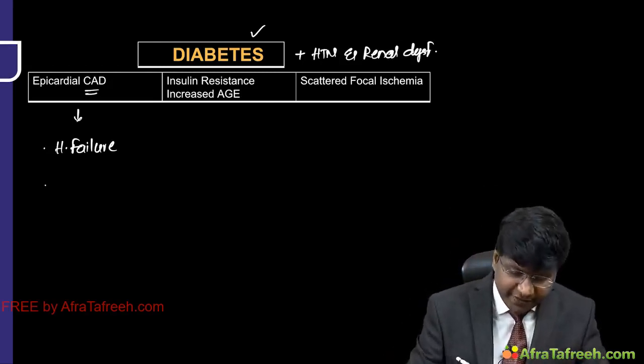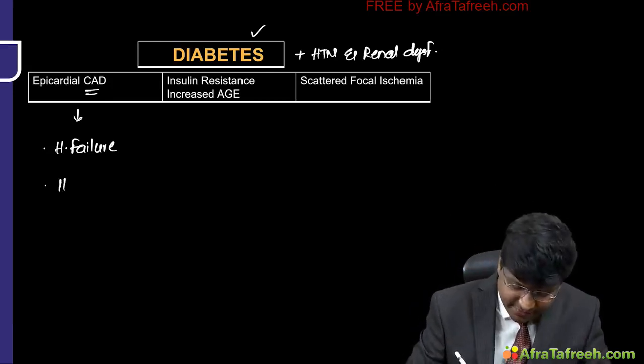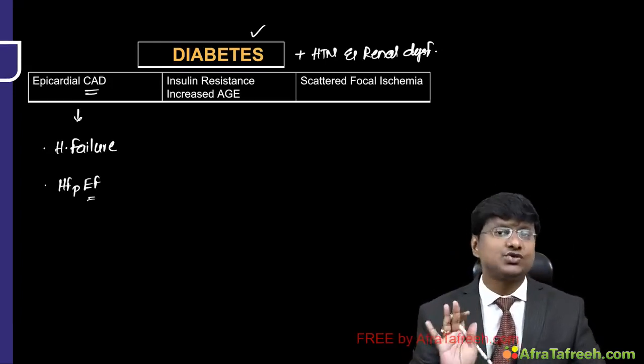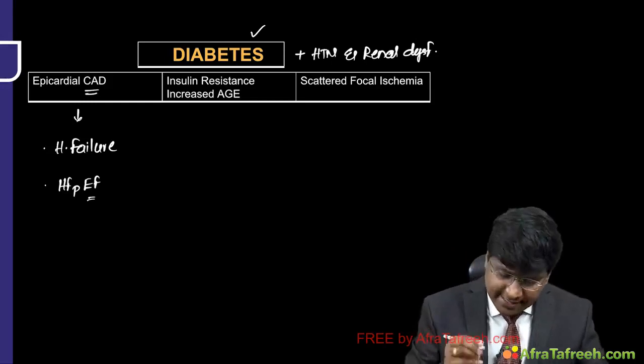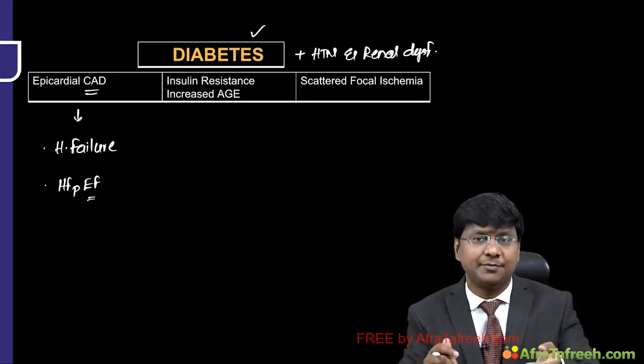Now, the type of heart failure that can be seen in patients with diabetes mellitus is heart failure with preserved ejection fraction, right? Where there will be diastolic dysfunction, right? Now, another important point is how it can make the individual develop cardiomyopathy.